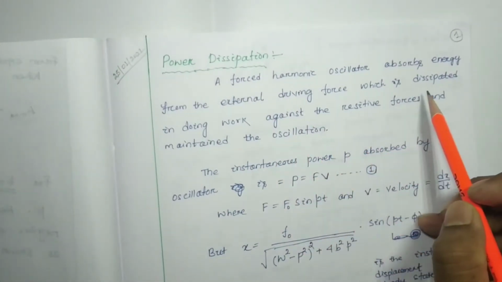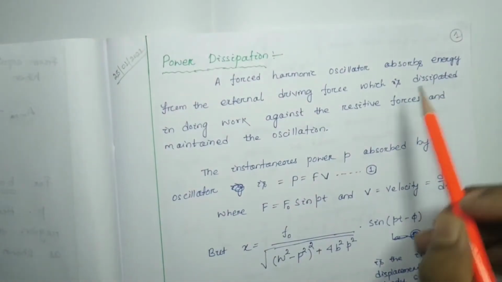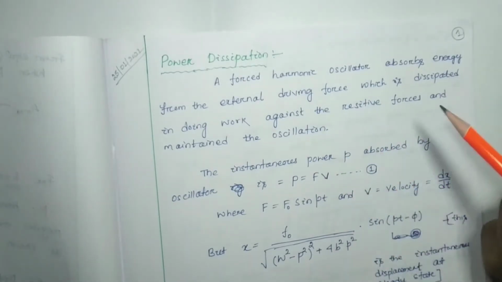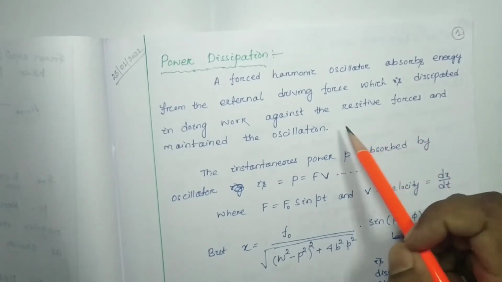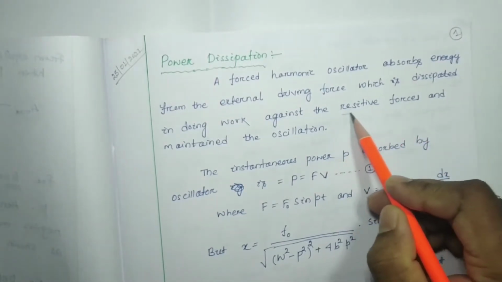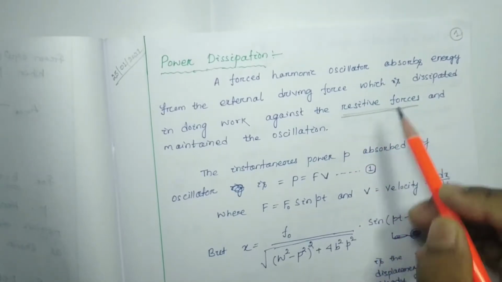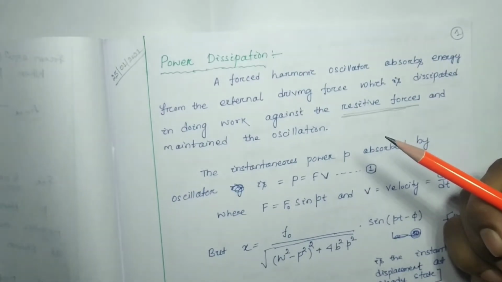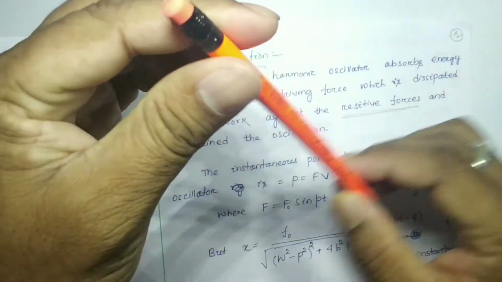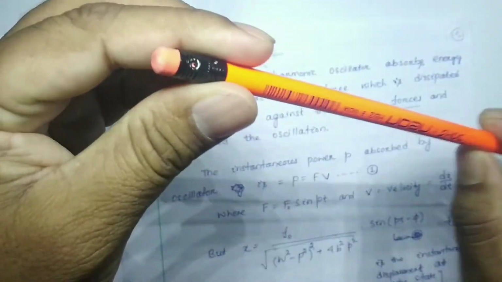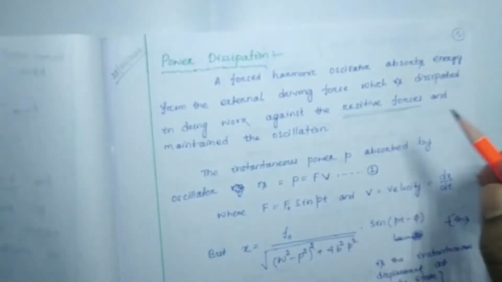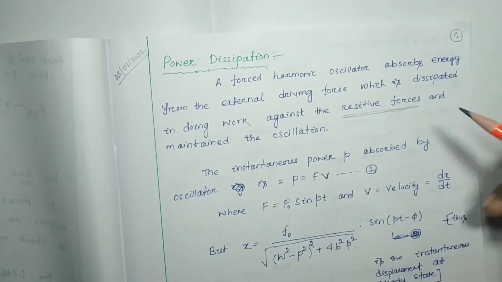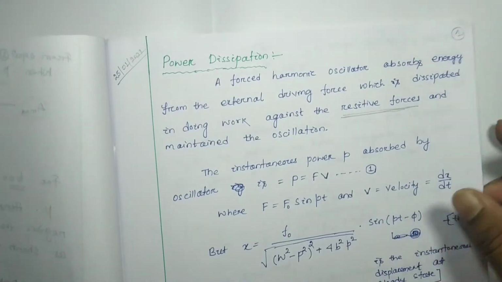So how is power going to be dissipated or lost at the time of forced harmonic oscillation? Power is lost when the oscillation happens against the resistive force, due to air resistance or resistance at the hook where it oscillates. So when work is done against the resistive forces, power obviously is lost or dissipated. How much power is dissipated, that we are going to calculate.